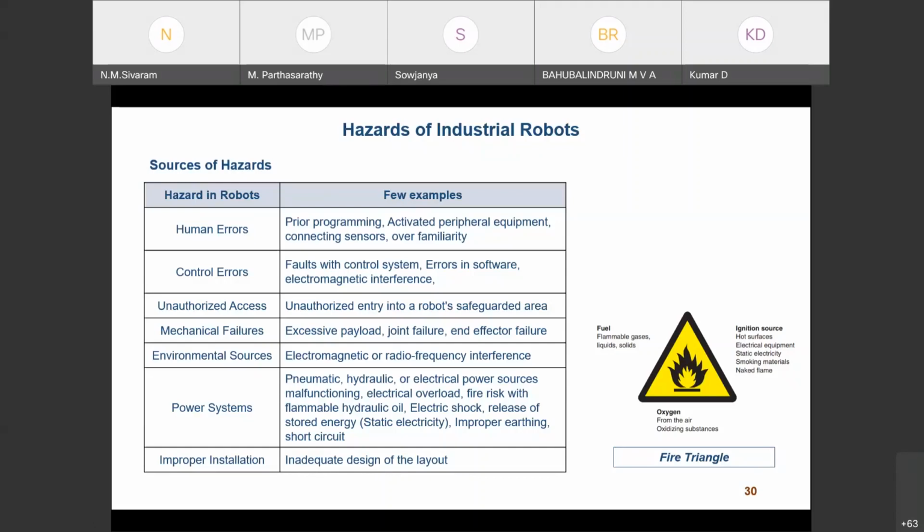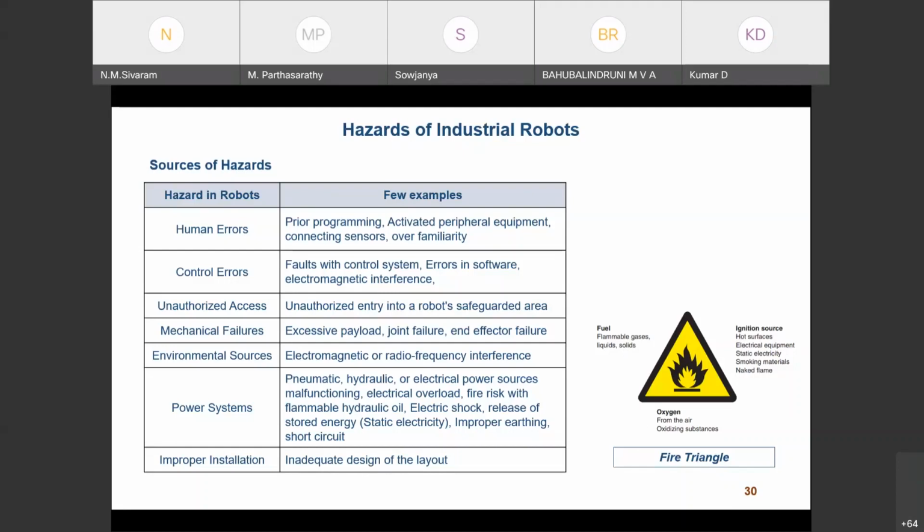Such environmental failures also occur in robots. Then power systems: as I told you, we are using three different powers, pneumatic, hydraulic, and electrical power sources. Any malfunctioning in these power sources can create an accident in the robot. Electrical overload can fail the robot. In the hydraulic power source, there is hydraulic oil which is flammable in nature. You can see that the fire triangle is shown here. There is a flammable liquid present, and there is some hot surface or some electric equipment or static electricity. A very common source of electric spark is static electricity.